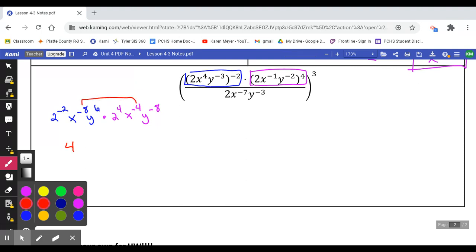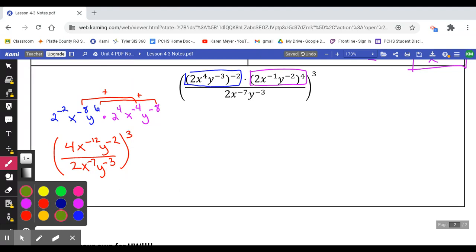And remember, if you're multiplying, you add exponents. So negative 8 plus negative 4 is negative 12. And for y, 6 plus negative 8 is negative 2. And then on the bottom, I still have 2, x to the negative seventh, y to the negative third. And then I have all of that, because you'll notice we have the great big parentheses, so I have all of that raised to the third power.